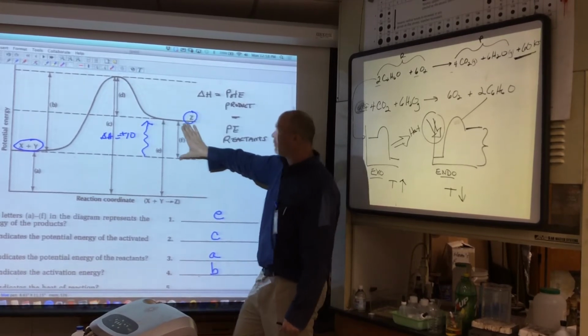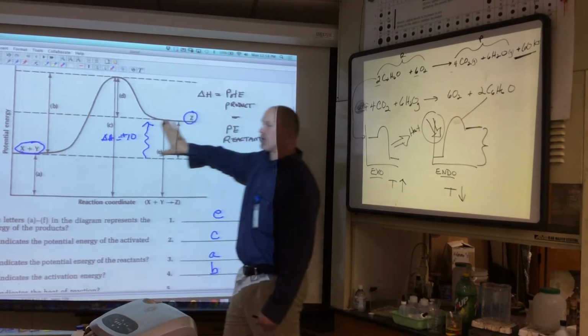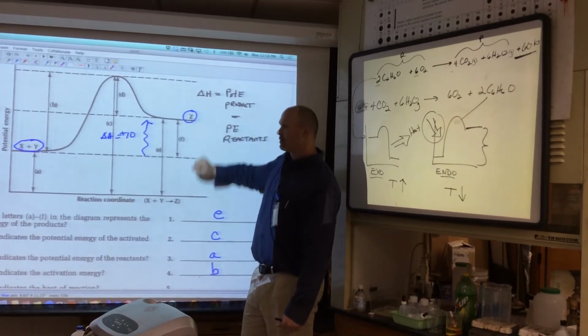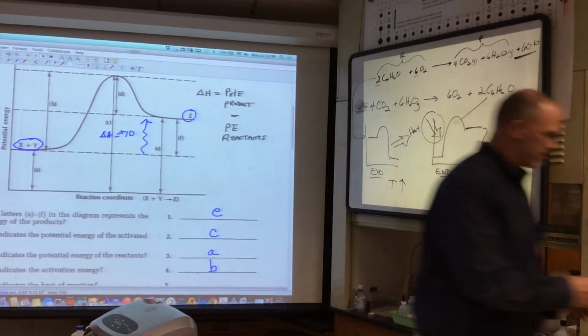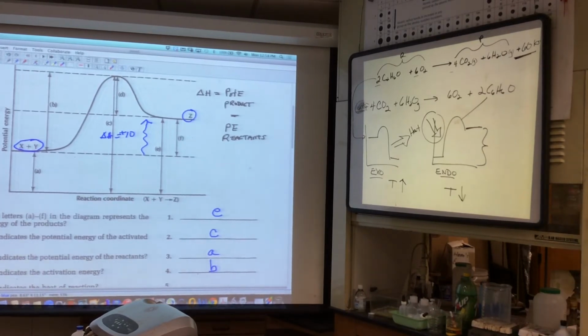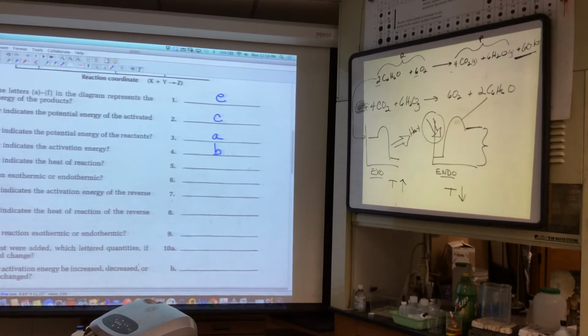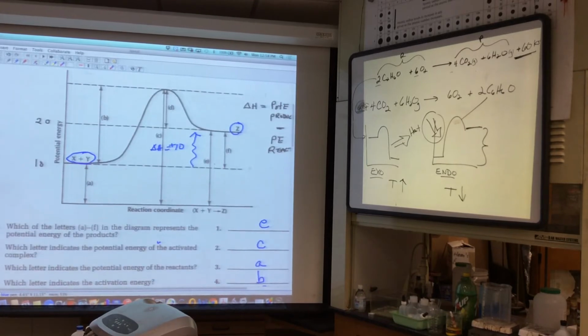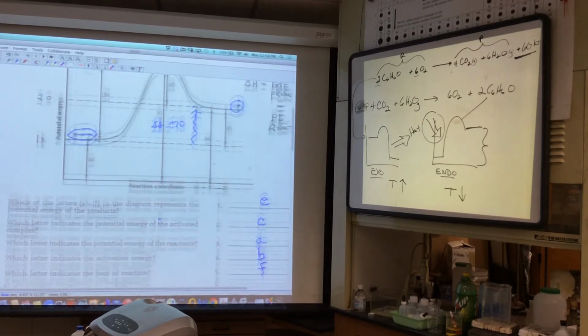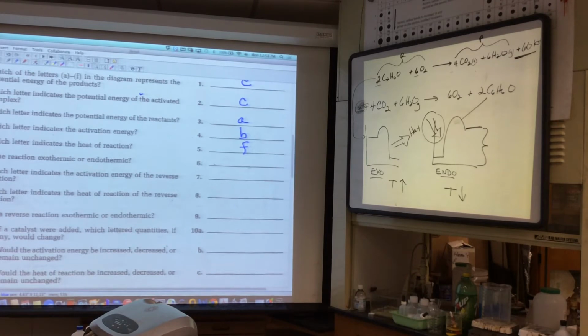F is the difference of where I start and finish. I don't want to F around anymore. So F. Where am I? Over here. Is a reaction exo or endo? Am I going up or down overall? Up, because I'm absorbing energy, so therefore it is endo.